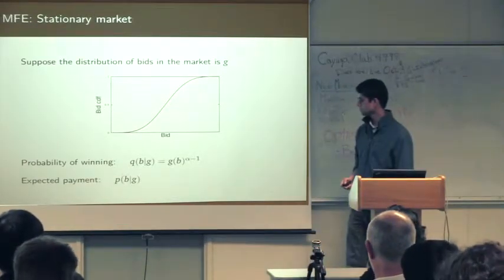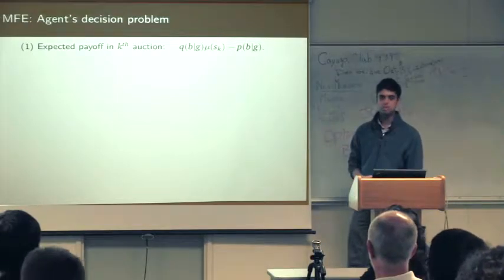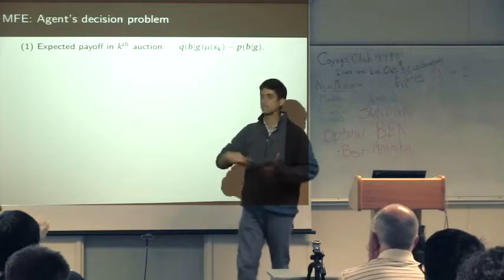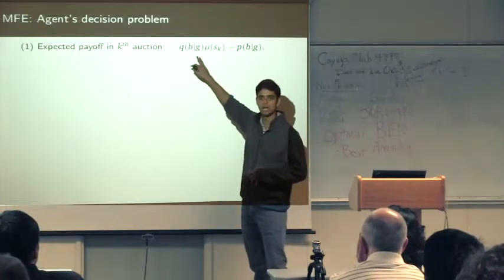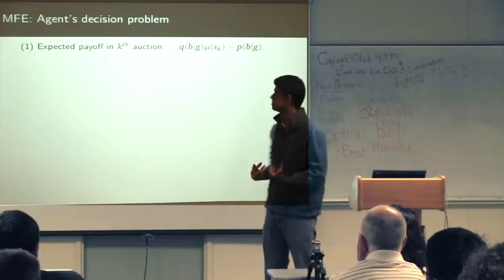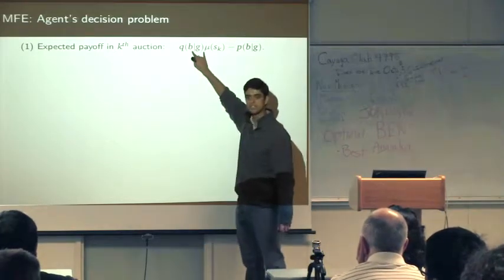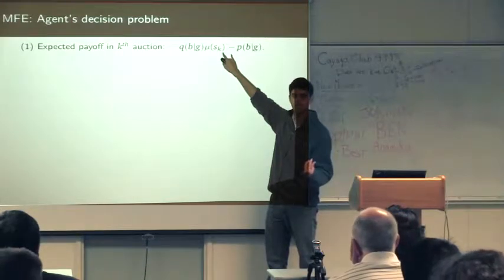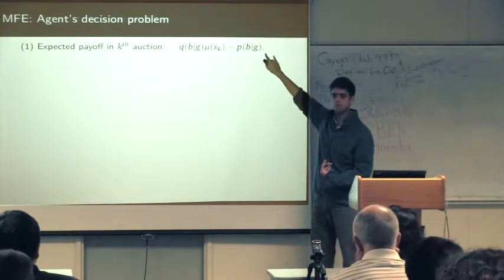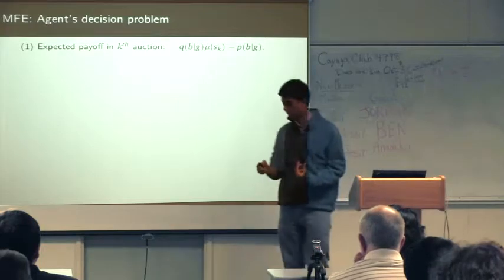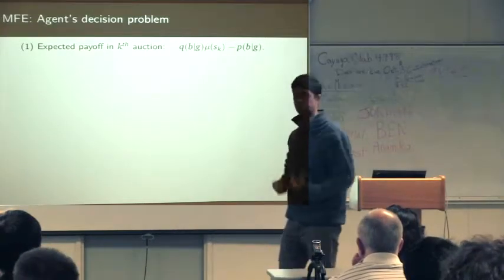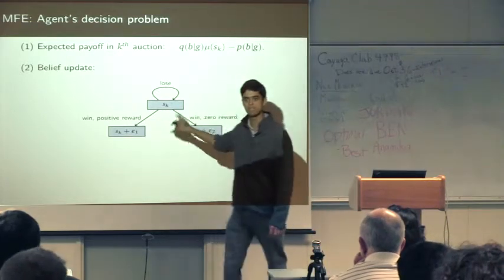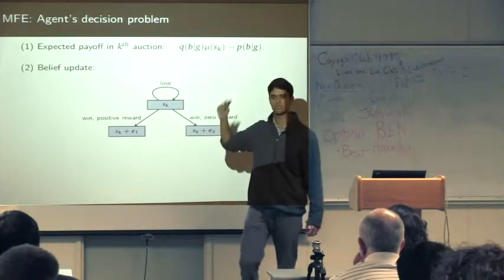So let's look at the agent's decision problem now. Given their belief xk, if they bid some particular value b, their current expected payoff is just the probability with which they win the object times the mean expected reward from getting one copy of the good, minus the expected payment they would pay. After winning, their beliefs will undergo some transition, and that transition is given by this transition diagram as we looked at before.